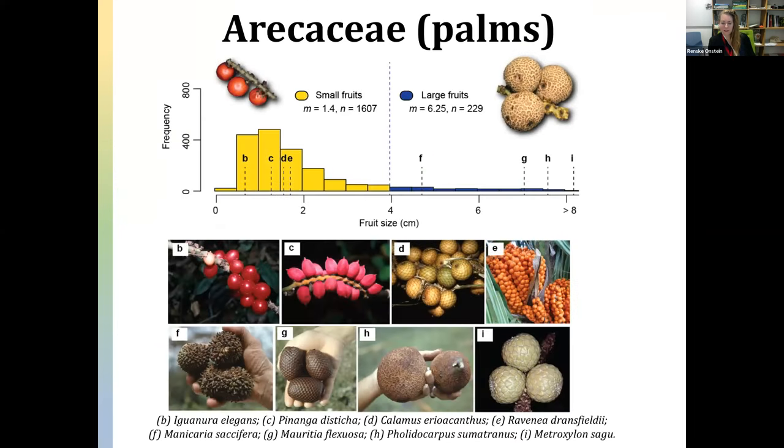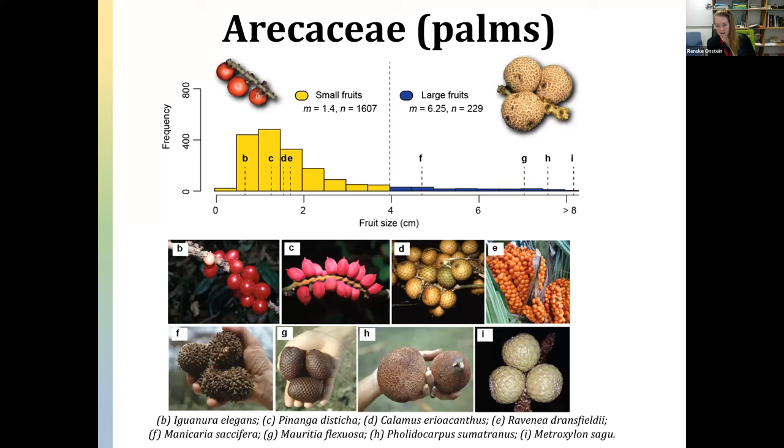So to evaluate this hypothesis, I focused on the palm family. So it's a typical tropical rainforest family. It has about 2,500 species globally. And almost all of them are dispersed by animals. So they have vertebrate dispersed fruits. The coconut and the nipa palm, you may know, they are exceptions.